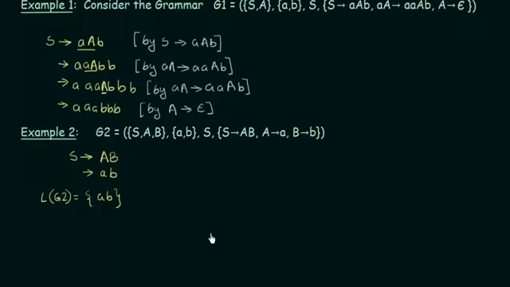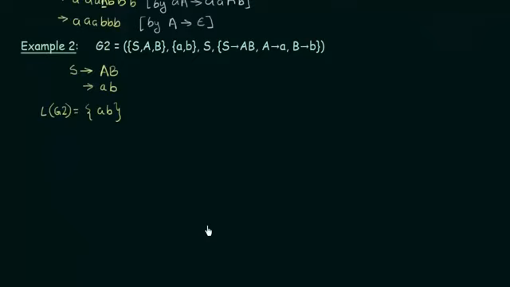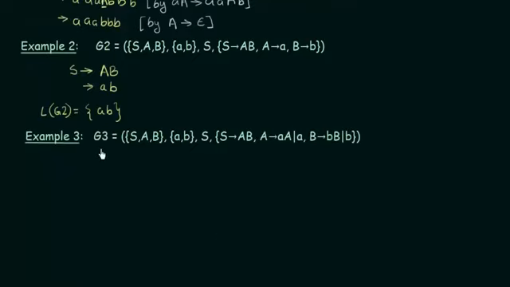Okay, so let us see another example now. Here we have another example, grammar G3, which is given like this. This is the non-terminal symbols. This is the terminal symbols. S is the start symbol, and we have production rules which say S gives AB, and A gives AA and also small a, and B gives BB and also small b. So let us see what strings can be formed from this grammar G3.